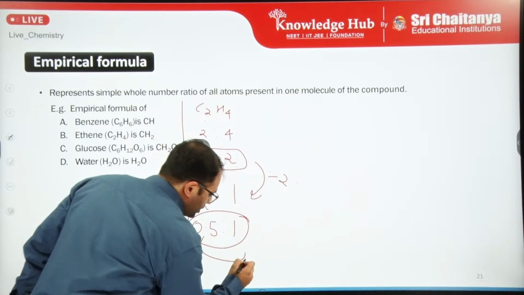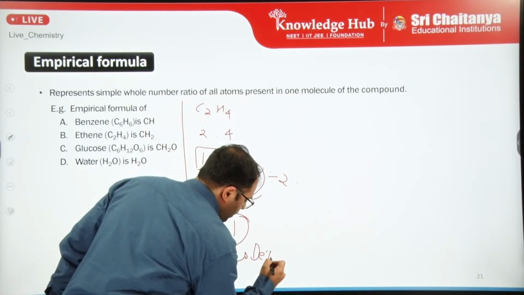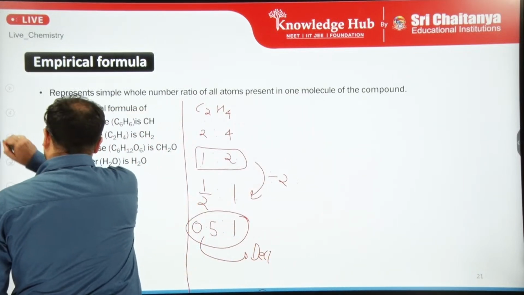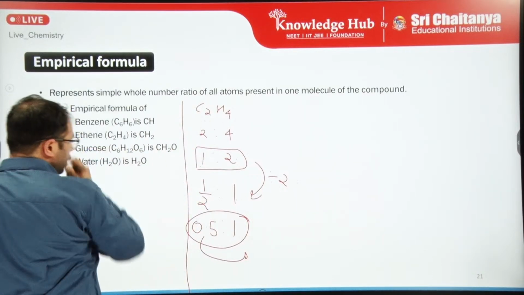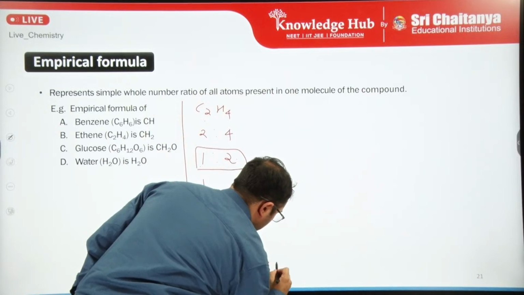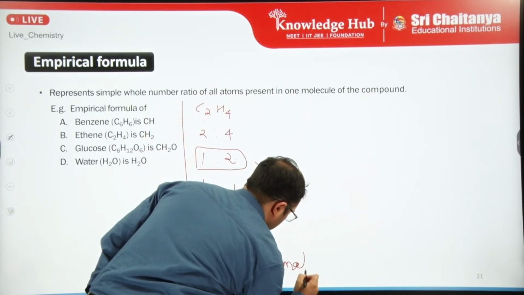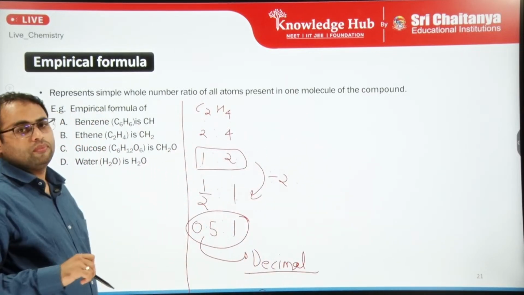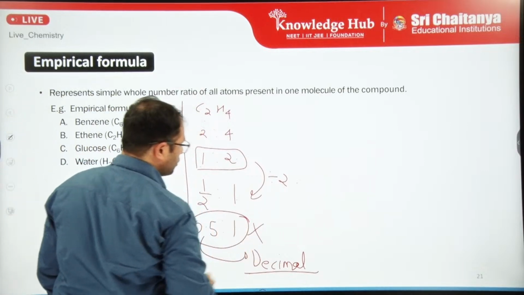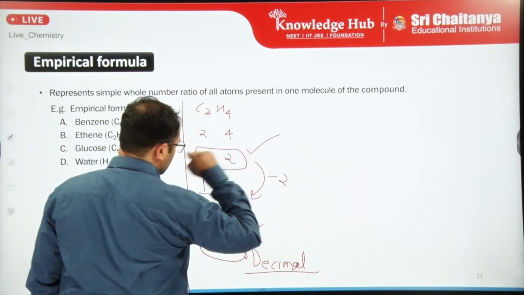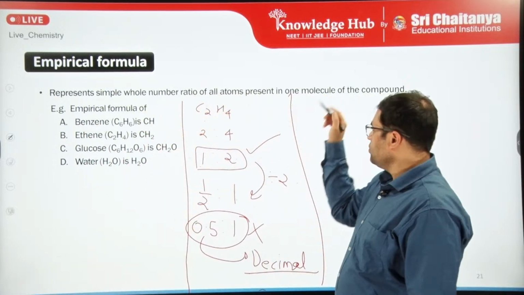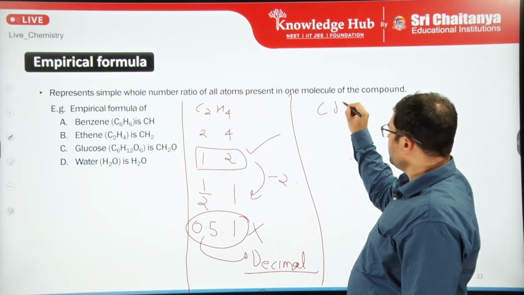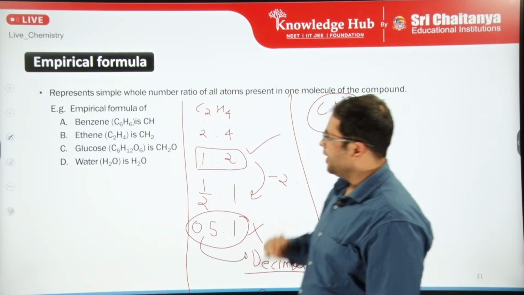But the problem is this is now a decimal. This will not work. This is not an empirical formula, but this is an empirical formula. So the empirical formula will be, this is the carbon and hydrogen ratio, CH2, right?